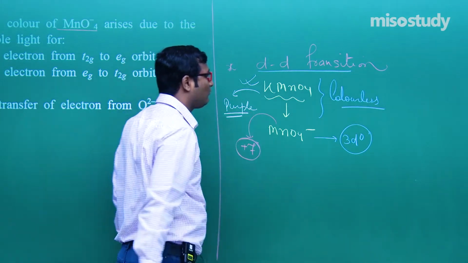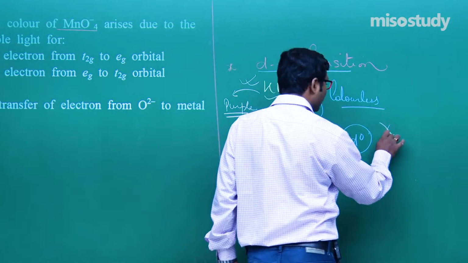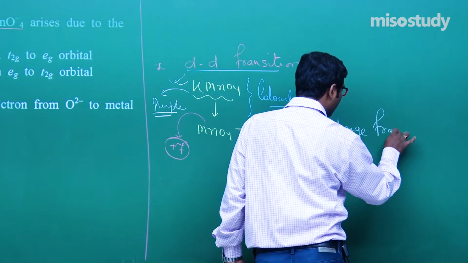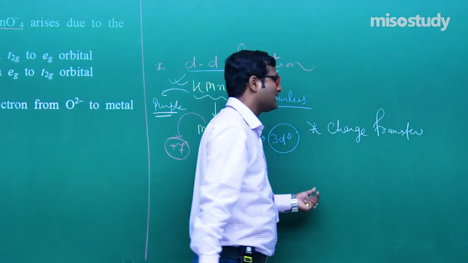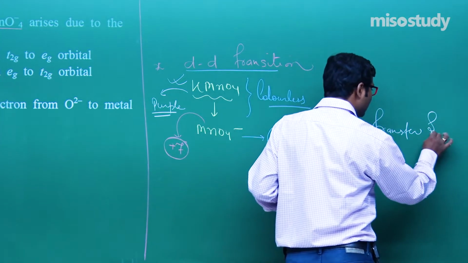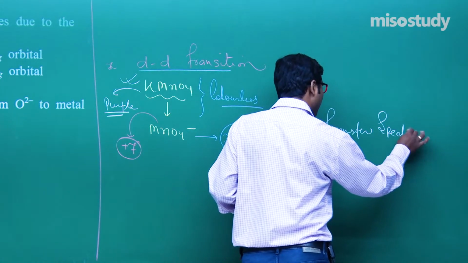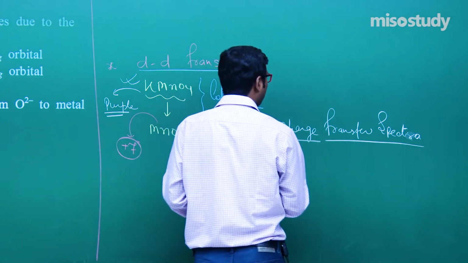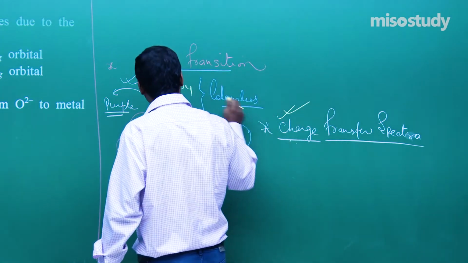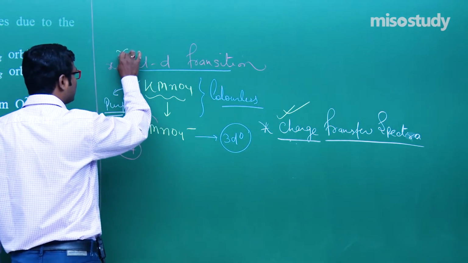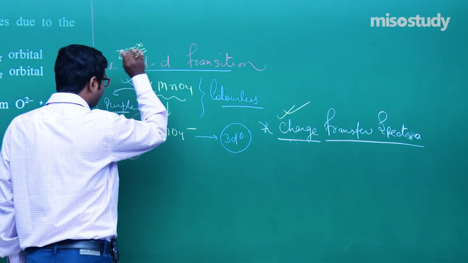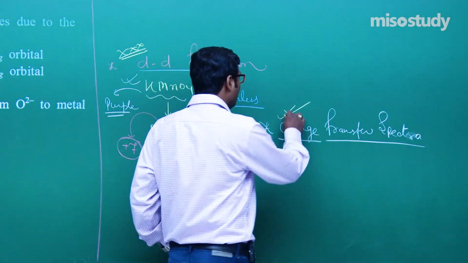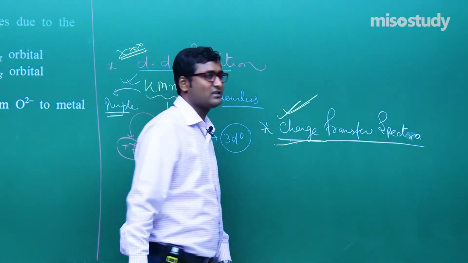So for KMnO4, another concept arises, that is charge transfer spectra. Another, that is charge transfer spectra. Clear? And in charge transfer spectra, what will happen? The transfer of charge. So for KMnO4, d-d transition is not a suitable concept to explain the color of KMnO4. In this case, a new concept arises, that is charge transfer spectra.